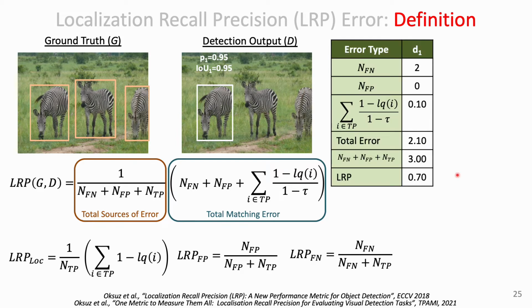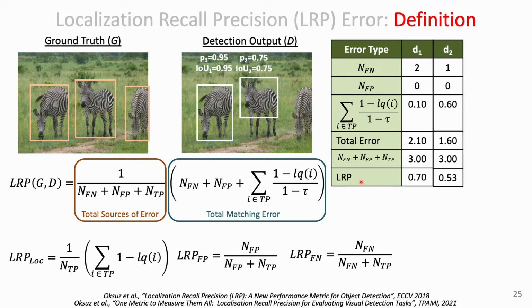If we threshold these detections by 0.95, we obtain a single object. For this case, the number of false negatives is 2, the number of false positives is 0, and we can easily calculate the localization error normalized. We can add them up, obtain total error. We can normalize it with 3 and obtain an LRP value of 0.70.